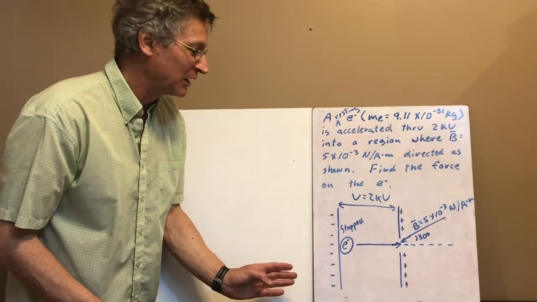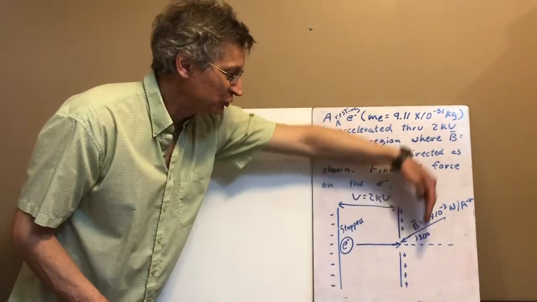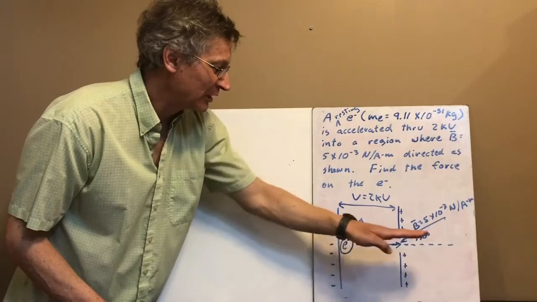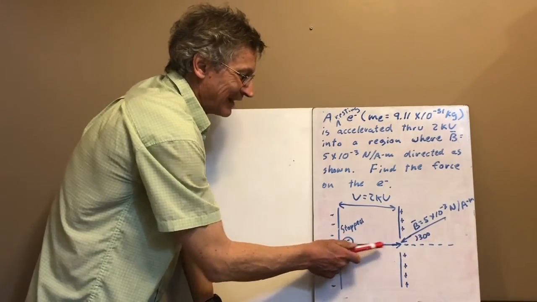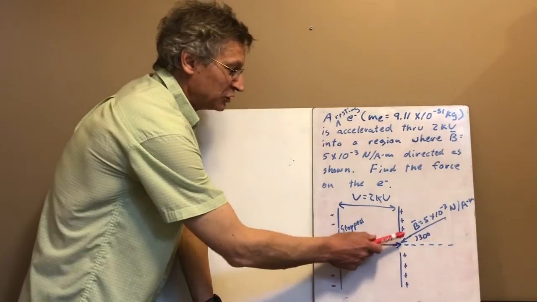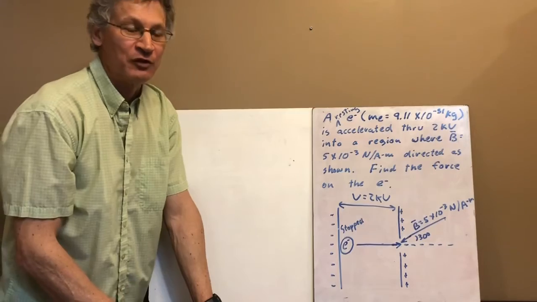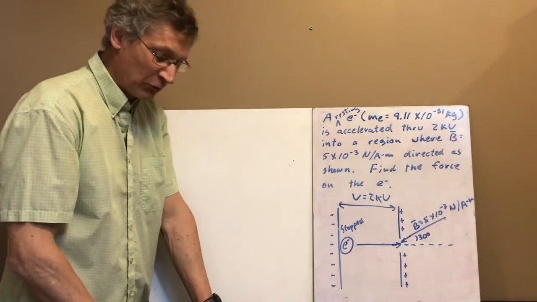And you'll notice the magnetic field isn't straight up and down, it isn't running left to right, it is making some strange angle with the electron's direction of travel. Regardless, you got a moving charge inside a magnetic field, it's going to feel a force. What's that force going to be? That's what we want to figure out.